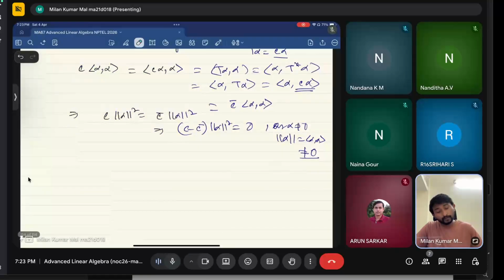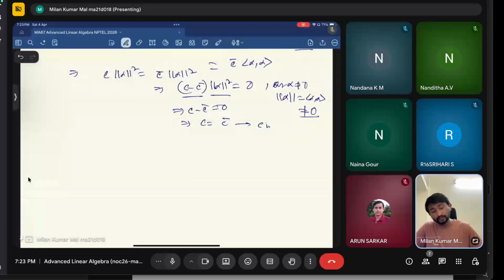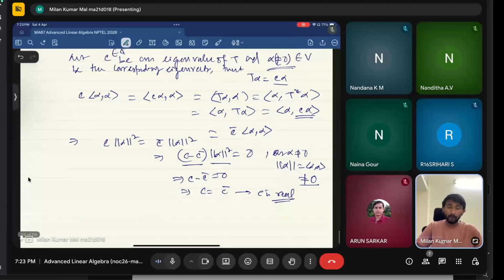Okay. So now this is 0. So this product with this is 0, and the norm of alpha is not equal to 0. That implies that C minus C bar is equal to 0. That implies that C equals C bar, so that C is real. So what we obtain is that every eigenvalue of a self-adjoint linear operator is actually real.